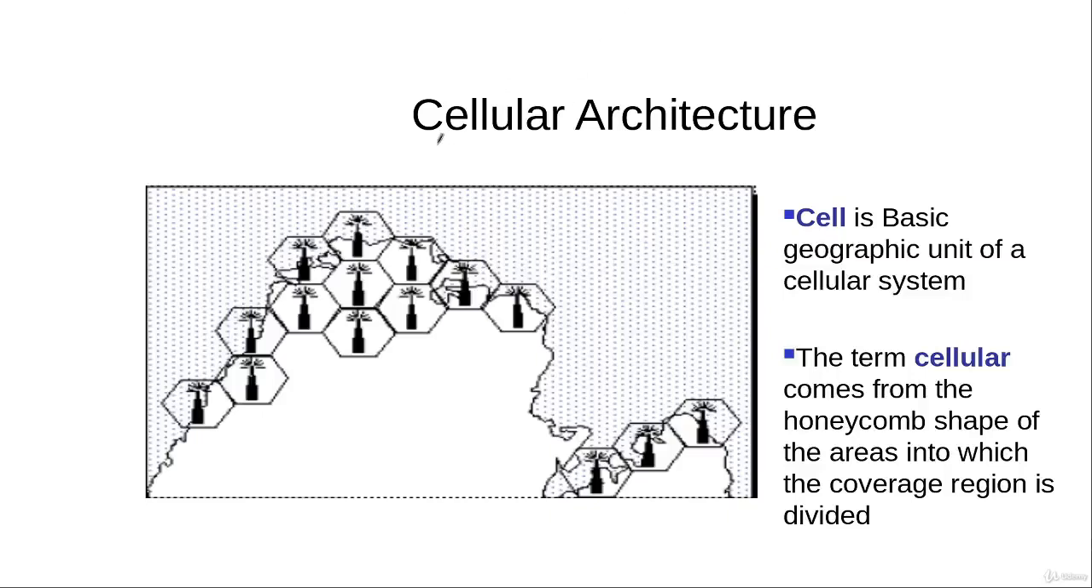Now, this architecture of mobile communication systems is called the cellular architecture, and it is called cellular because the cell is the basic unit of this architecture. And what is a cell? A cell is basically the coverage area of a transmitter, or in other words, the coverage area of the base station. So the total coverage area of a mobile operator is divided into cells, and these cells are represented by the shape of a honeycomb.